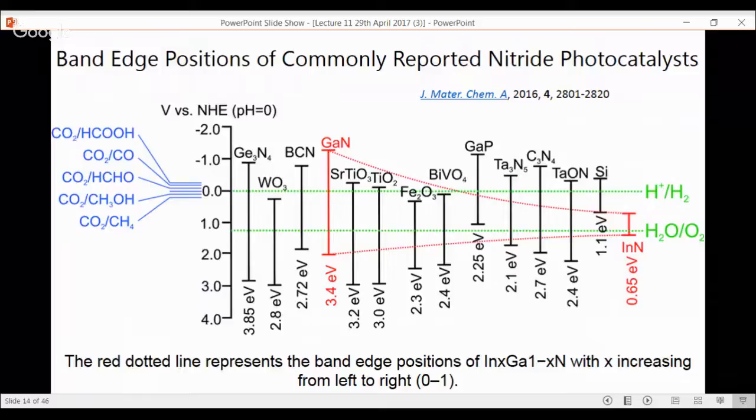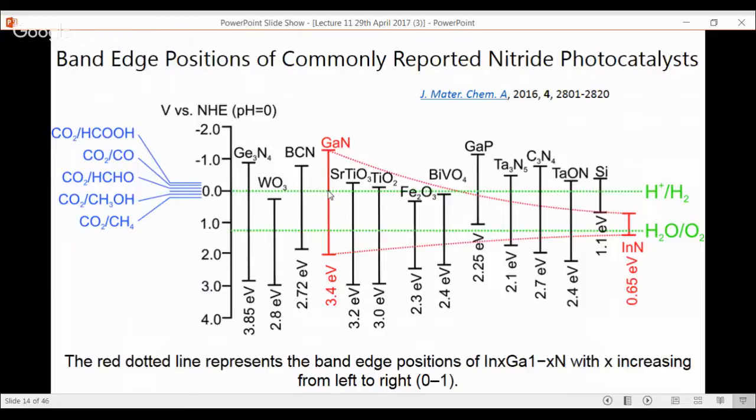So now you may remember that I have told you that elemental semiconductors are important. Here I have shown you many of these elemental semiconductors in addition to the oxide semiconductors. For example, indium nitride and gallium nitride. These are the two things. You see, indium nitride is so low band gap semiconductor, it can only evolve oxygen, but it cannot evolve hydrogen. Whereas gallium nitride can evolve oxygen, also can evolve hydrogen.